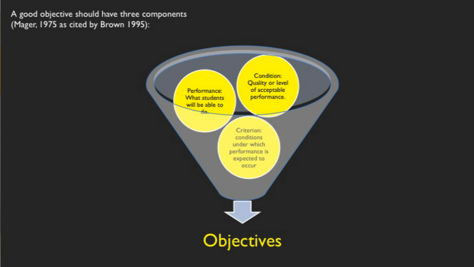Performance is what students will be able to do. Condition is the quality or level of acceptable performance. And the criterion is condition under which performance is expected to occur.